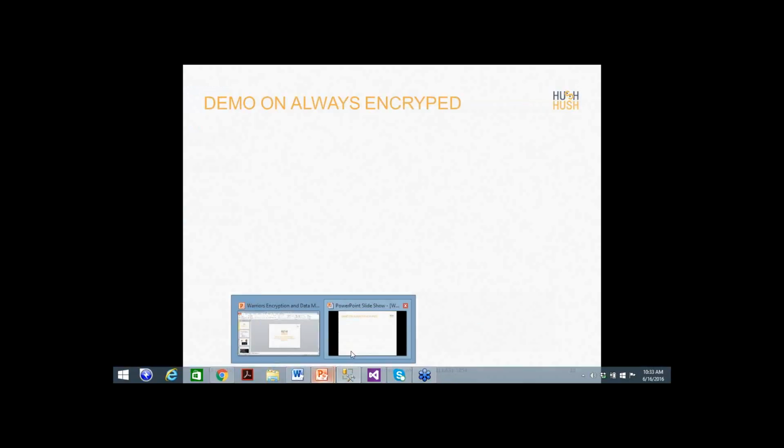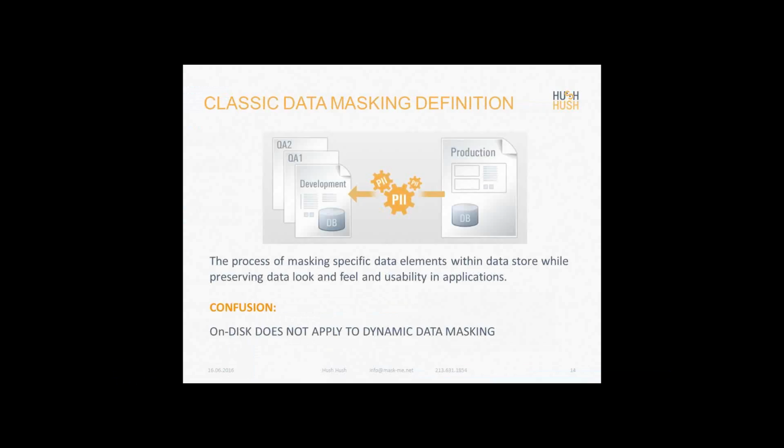Going back to the presentation, we will look at data masking now, because I have another half an hour which I can talk. I can fill a lot of stuff with data masking. This is what I do. So the classic data masking definition is a process of masking specific data elements within a data store while preserving data look and feel and usability in applications. Meaning, you take the data element and you fake it with something.